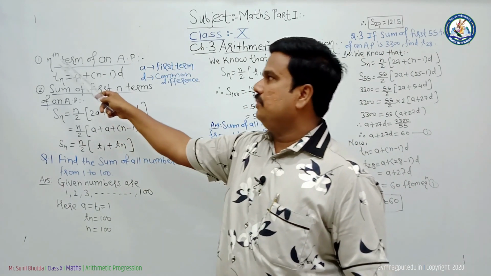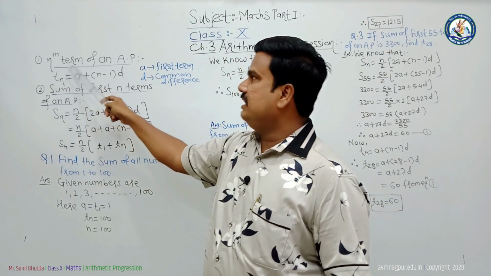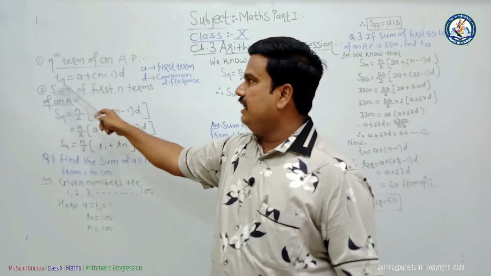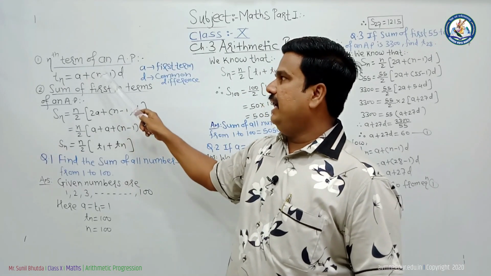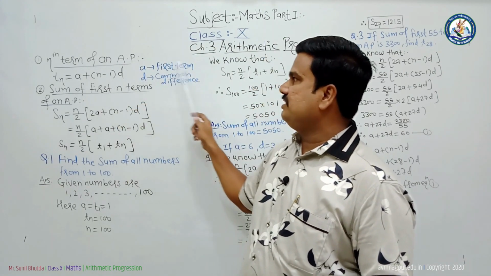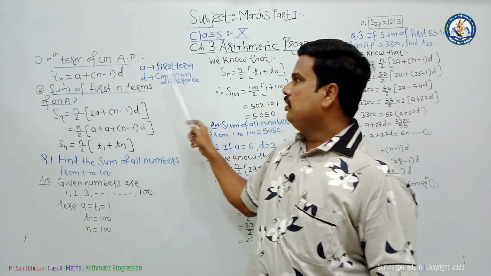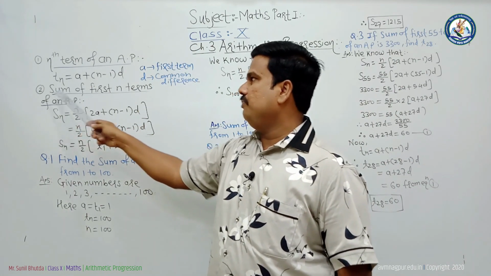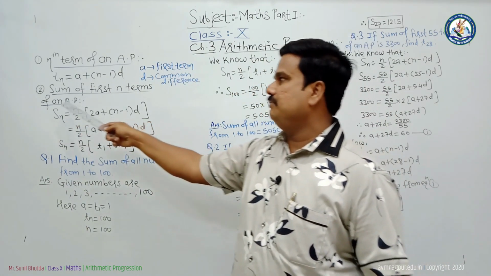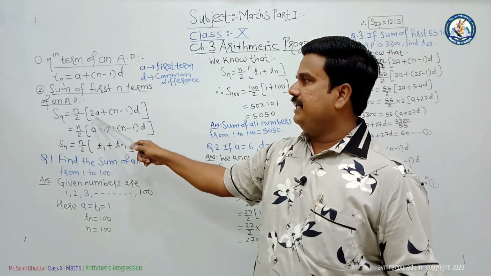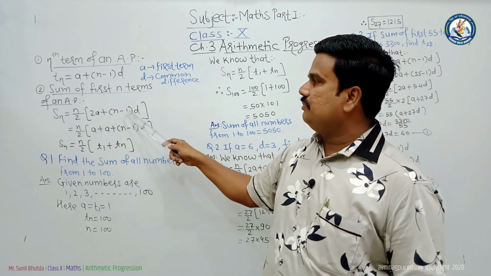In the last video, we discussed the nth term of an AP. What was that nth term of an AP? Tn equal to a plus n minus 1 into d. Here small a is the first term and small d is the common difference. Today we are going to study how to find out the sum of first n terms of an AP. Sn equal to n by 2 in bracket 2a plus n minus 1 into d.